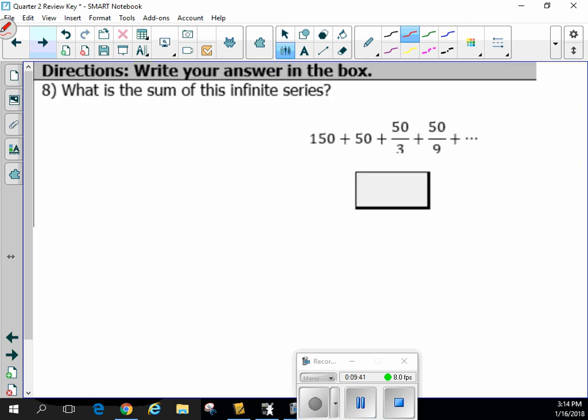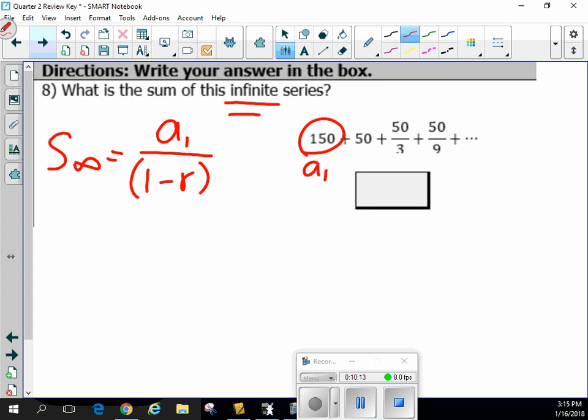Number 8 is asking you for the sum of this infinite series. So whenever you see the word series, you definitely want to pull out your formula sheet. And when you see the word infinite, you want to find the formula with the infinity sign. So that means we are using the formula S sub infinity equals a sub 1 divided by 1 minus r. Which means I need to know what a sub 1 is, and I need to know what r is. Well, a sub 1 is the easy one. That's 150. So a sub 1 equals 150.